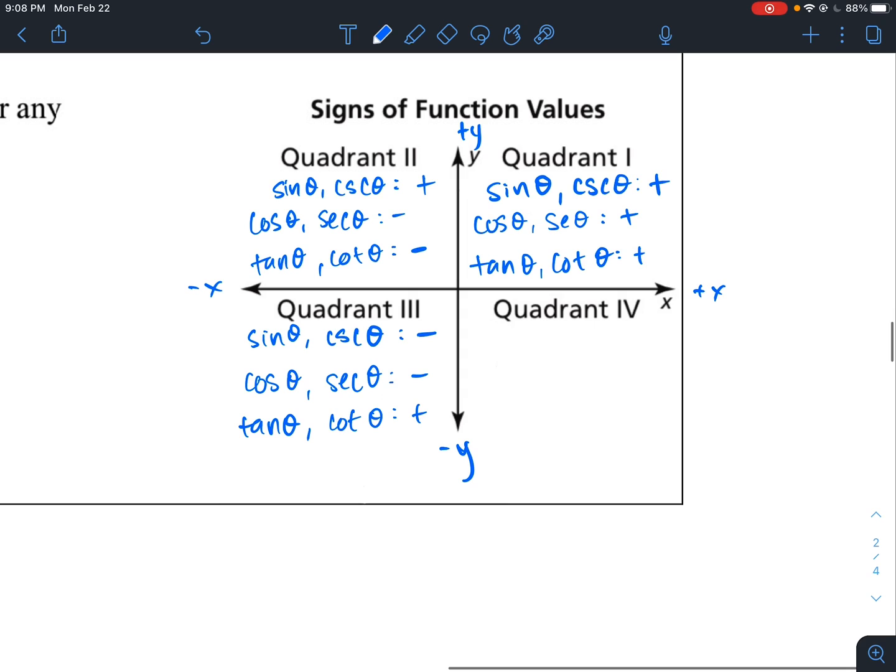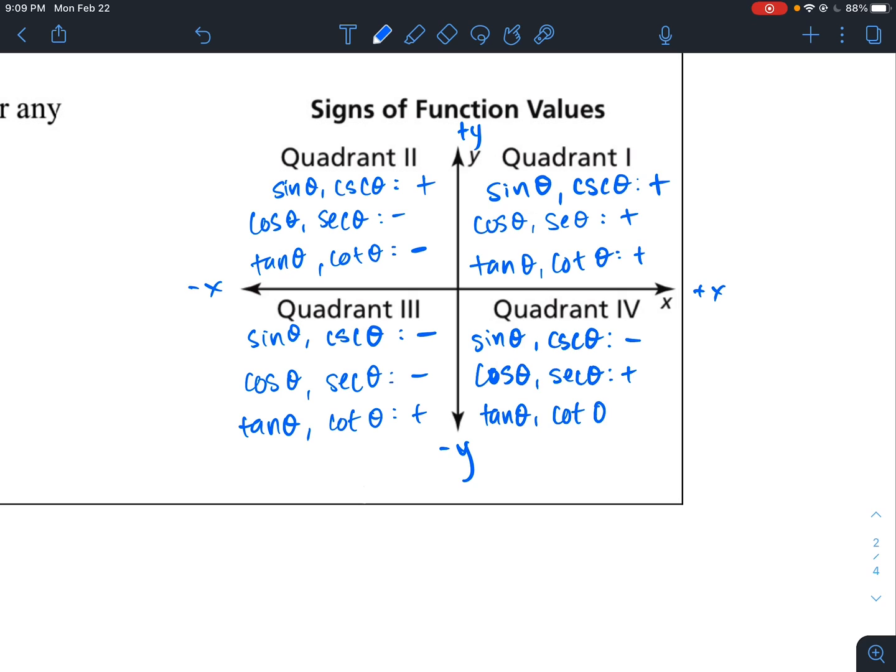And then in quadrant 4, sine of theta and cosecant of theta will be negative because sine is y over r and y is negative. Cosine of theta and secant of theta will be positive because cosine is x over r, and over here x is positive. And then tangent of theta or cotangent of theta will be negative because for x and y, x is positive but y is negative.